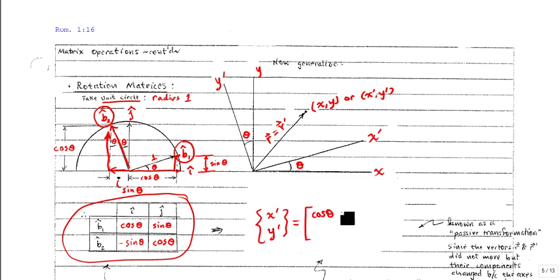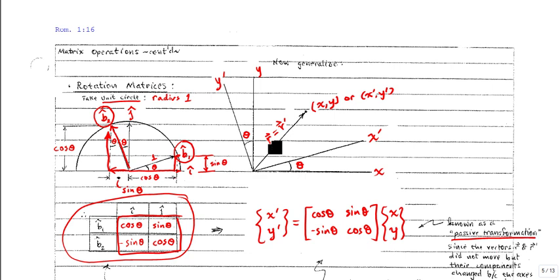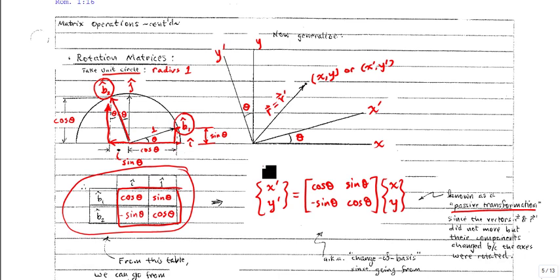I'm going to have cos theta, sine theta, minus sine theta, cos theta. That's this array right over here, times x, y. This is known as a passive transformation, since these vectors did not move, but their components changed because the axes were rotated. We can call this the r prime vector. Typically, this is known as the rotation matrix. Let me denote the rotation matrix as T. And this is the r vector.